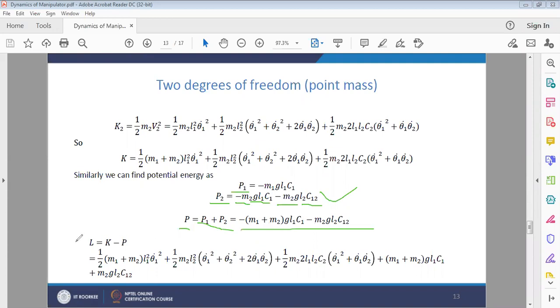Therefore the Lagrangian function L is equal to K minus P. So this whole equation is the total Lagrangian function. This function is always in terms of velocities and positions, that is angular displacements and angular velocities.